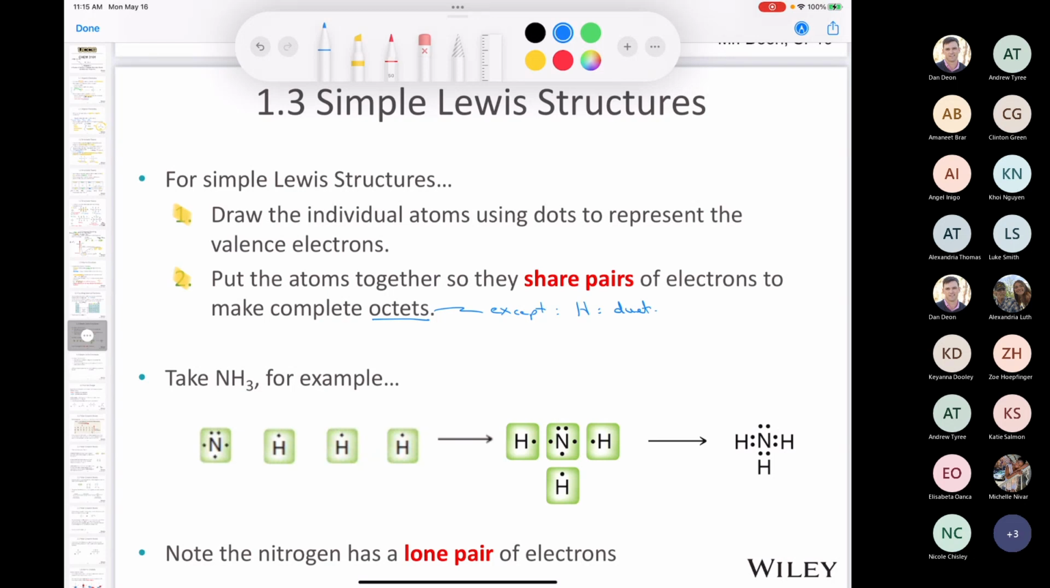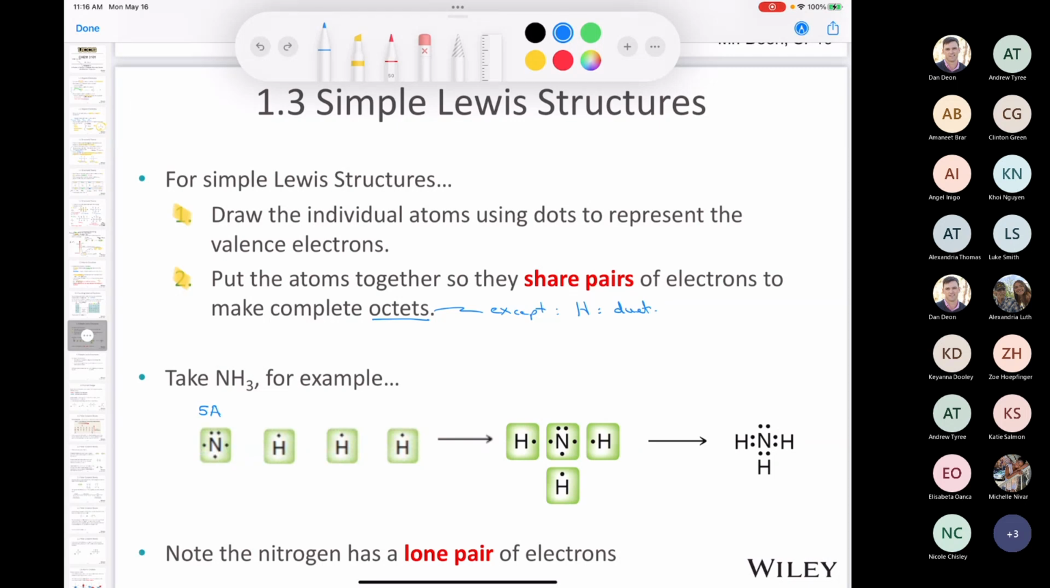Well, let's take a look at ammonia. We saw that nitrogen was in group 5A, and so it has 5 valence electrons. Remember that once you cover all 4 sides, the 5th electron has to go into a pair, which makes a lone pair. A lone pair is already paired up, so the lone pair will not be used to make a bond. But we have 3 unpaired electrons that can make bonds.